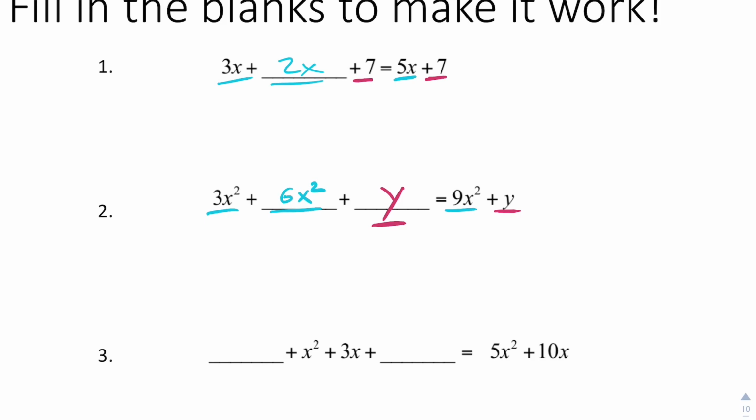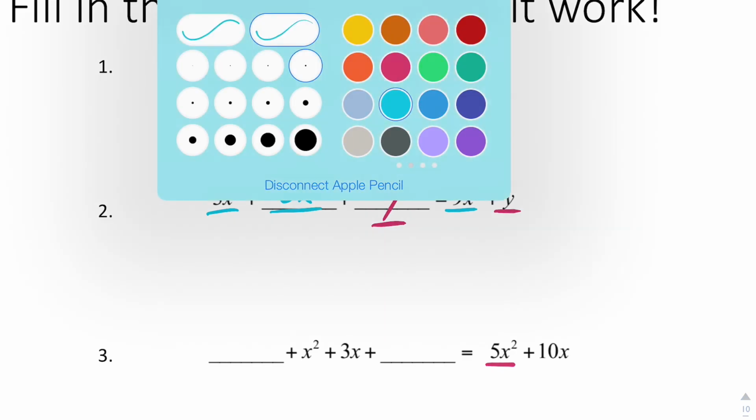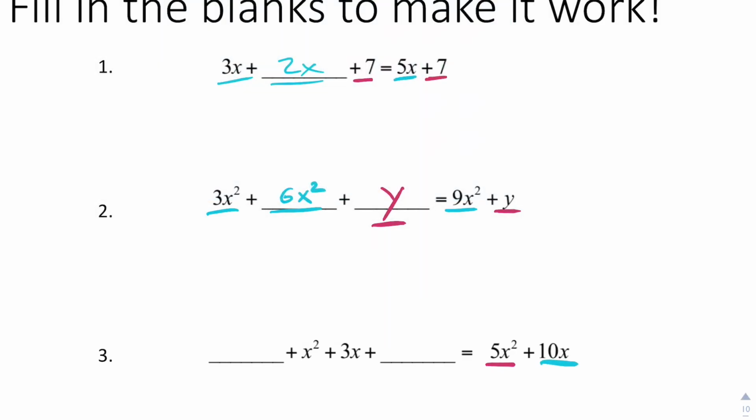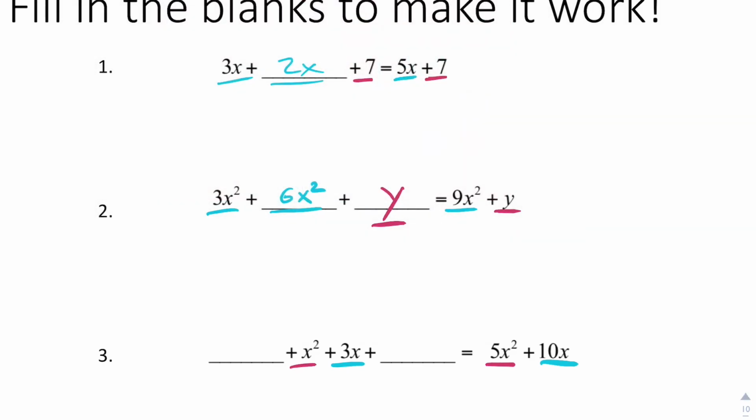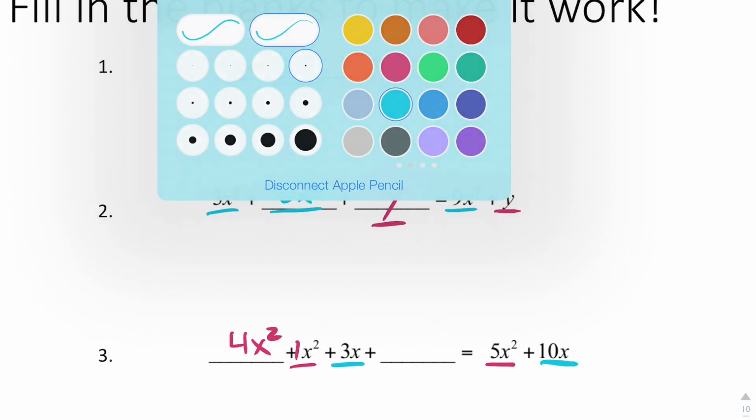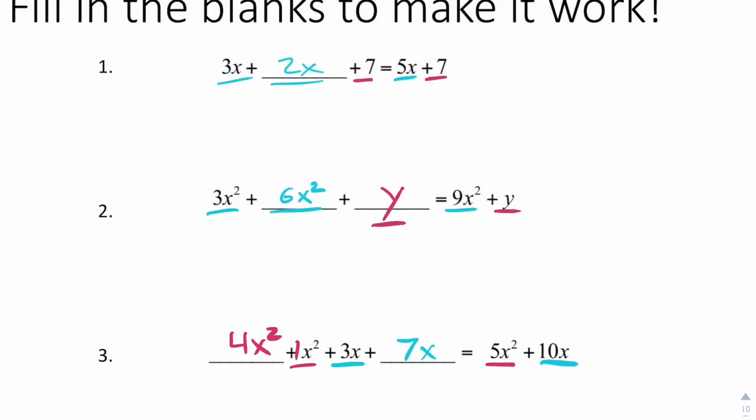For number 3, this side has a 5x squared and a 10x. On this side, it has a 3x and an x squared. So it's missing 4x squareds. Since the other side has 5 and it has 1x squared, it's missing 4x squared. So I'm going to put a 4x squared. And it's missing 7x's. If one side has 10 and the other side has 3, it's missing 7x's. So I'm going to give this 7x. And now the two sides should match.